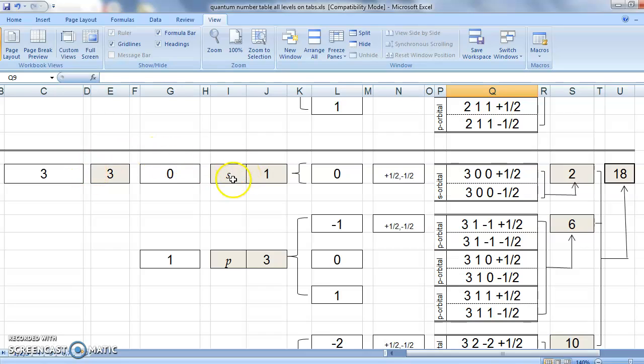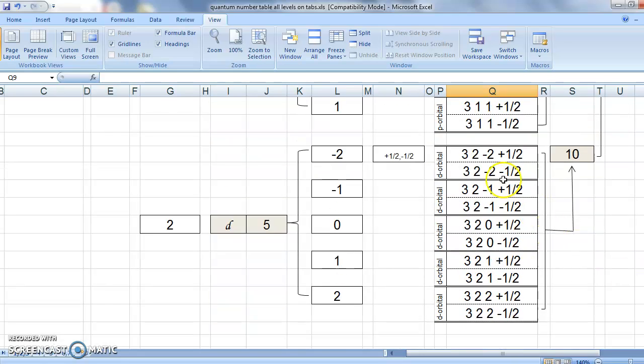You just need to know that when you're in the s, the second number is a 0. When you're in the p, the second number is a 1. So an electron that has a 3, 1 for the first two numbers is said to be in the 3p. An electron that has a 3 for the first number and a 2 for the second number is said to be in the 3d.